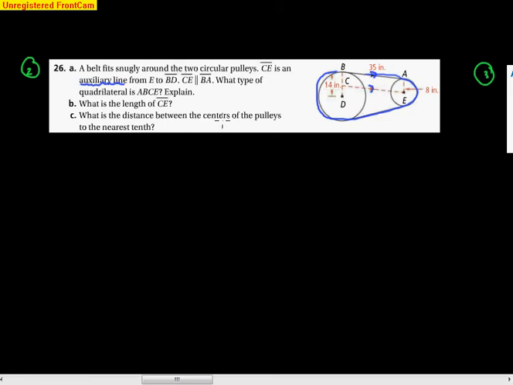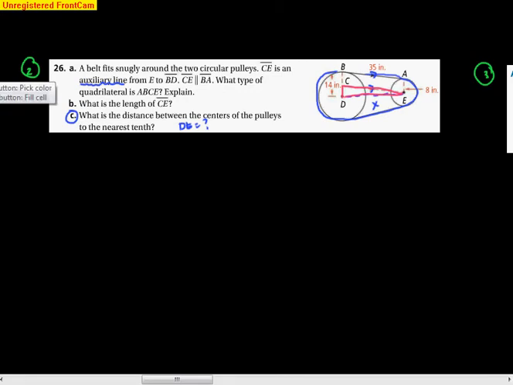So all I care about is part C. Part C says, what is the distance between the centers of the pulleys? And that is simply, what is the distance from D to E? So what is DE? That's what we're looking for. What is that distance? Call that X. So there are a couple things you need to do. First of all, you have to see this triangle. This is what we're going to try to use to find X.